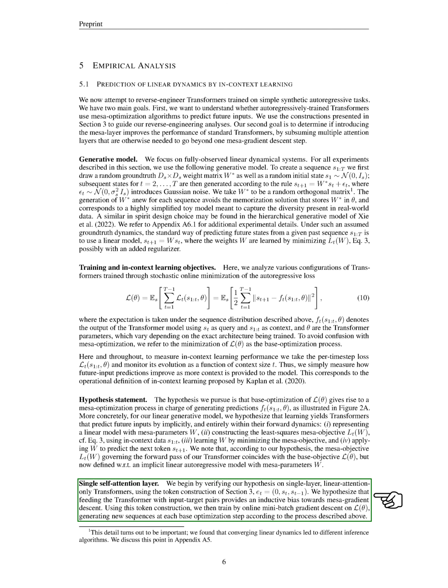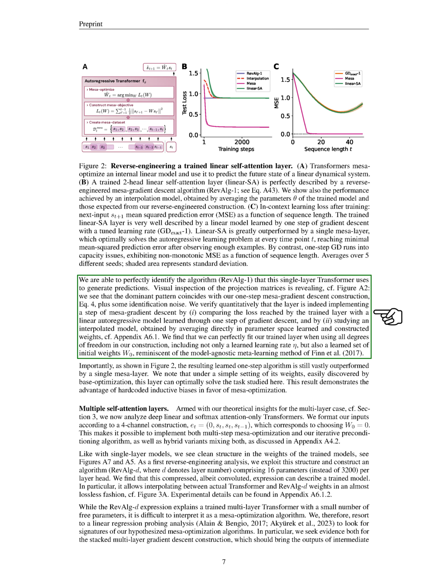We start by testing our hypothesis on single-layer transformers that only use linear attention. We believe that providing the transformer with input target pairs encourages mesa gradient descent. We then train the transformer by online mini-batch gradient descent, generating new sequences at each base optimization step. We are able to perfectly identify the algorithm that this single-layer transformer uses to generate predictions.